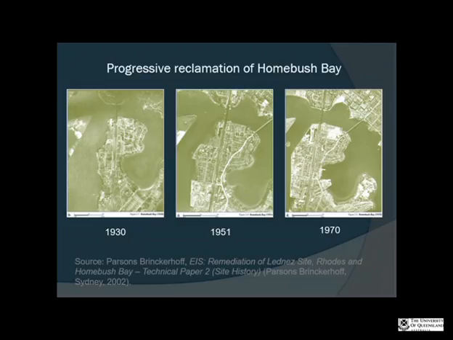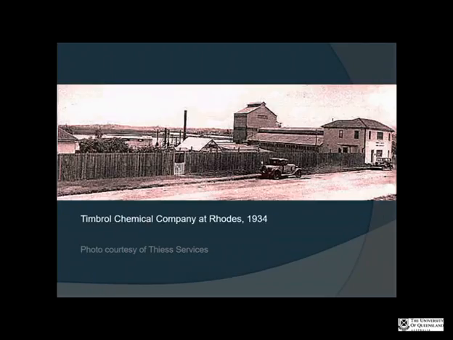And you can see there images from 1930 up to 1970, and that's come out of one of the technical papers that would have been submitted to the inquiry. This is the chemical company itself. You can see it doesn't look too bad from the outside. And this is what we were talking about. I think we talked about it in one of the earlier ones when we were talking about planning.